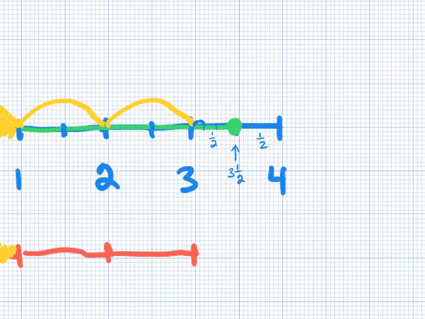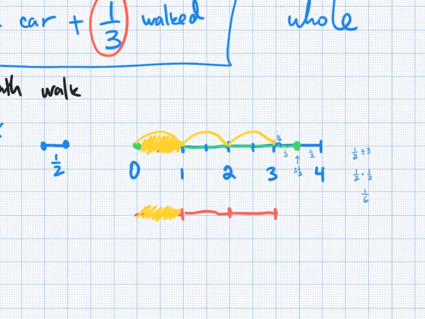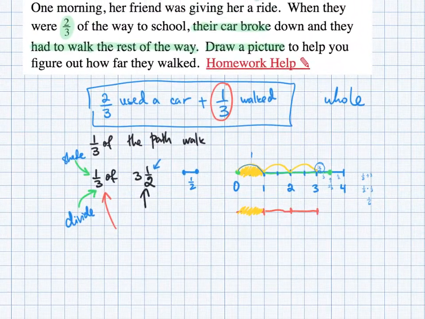So 1/2 divided by 3, or the other thinking could be 1/3 of the 1/2, right? So 1/2 times 1/3. So it will be 1/6. So right here is 1/6. So based on the diagram, they walked 1 whole and then 1 out of 6. So that will be the answer based on the diagram.